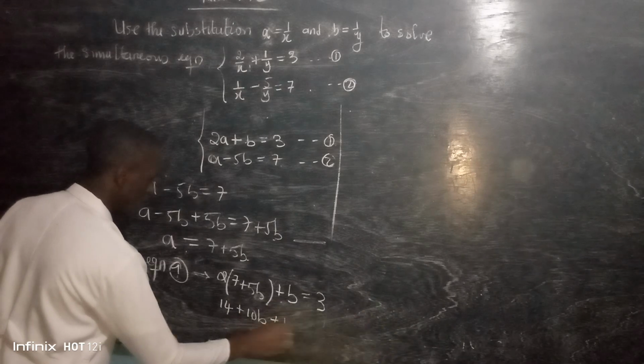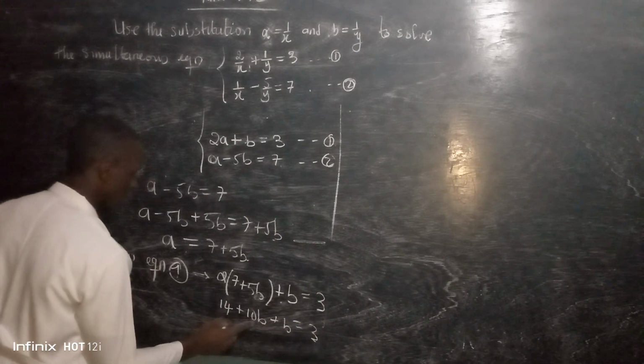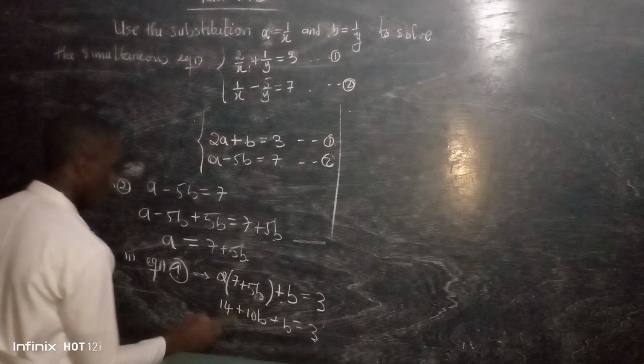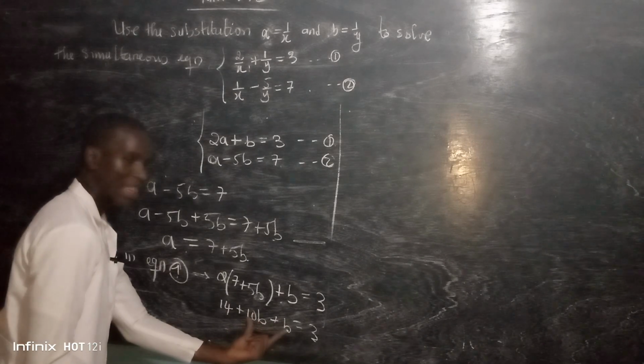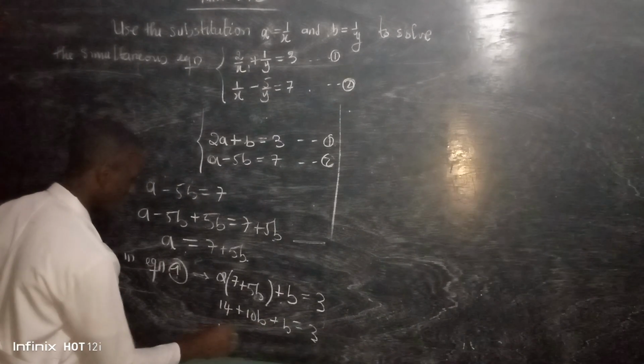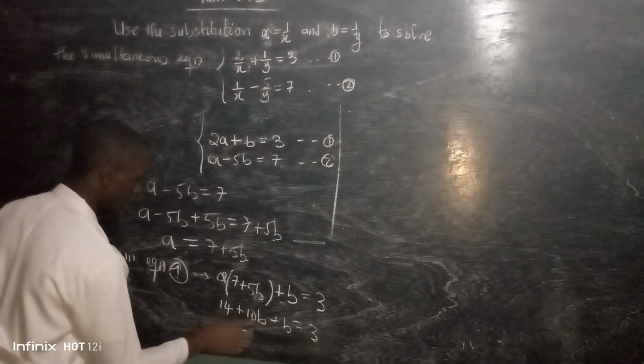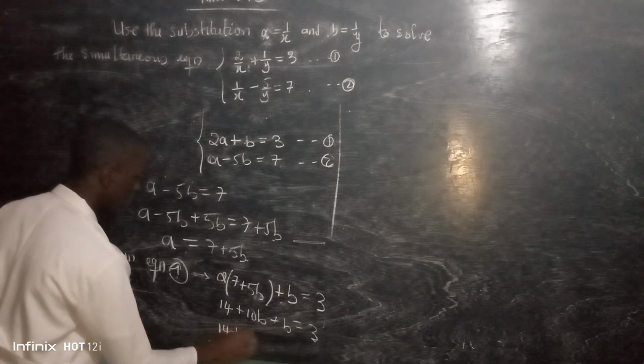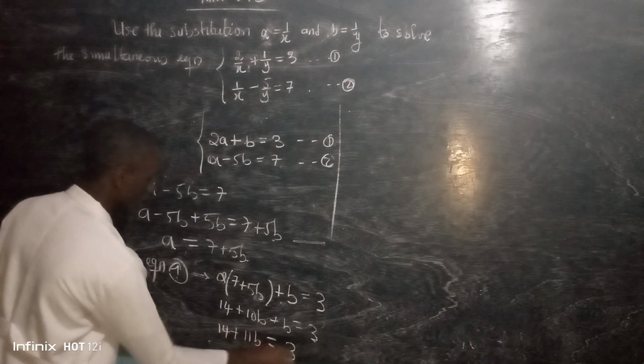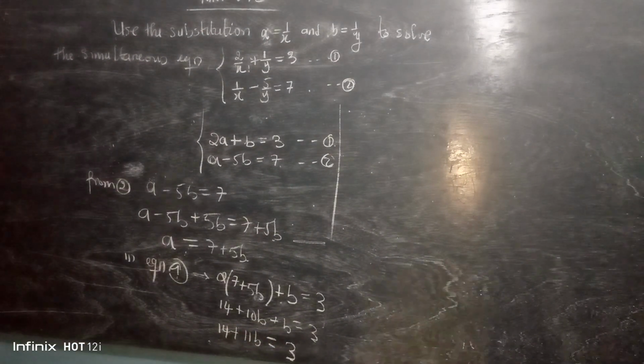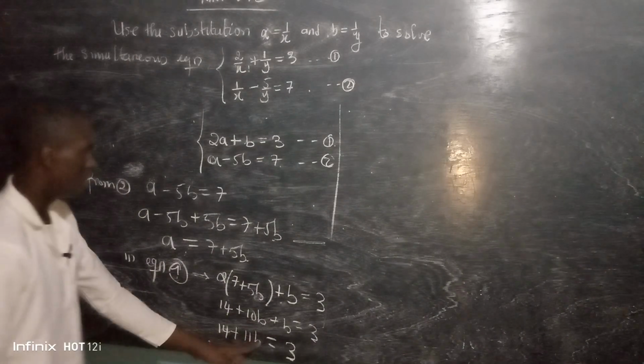Plus b equals 3. Now, this one we have to simplify like terms. So I have 14 plus what? 10b plus 1b gives 11b equals 3. The next step now is to do what? To make b the subject of the formula.